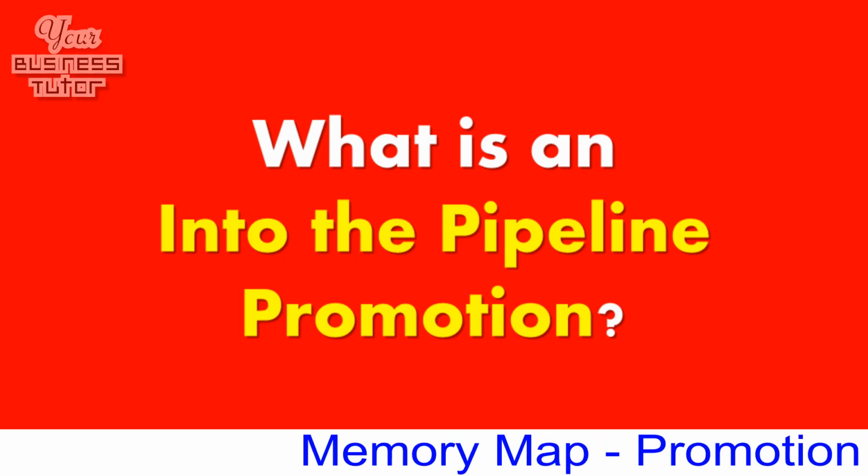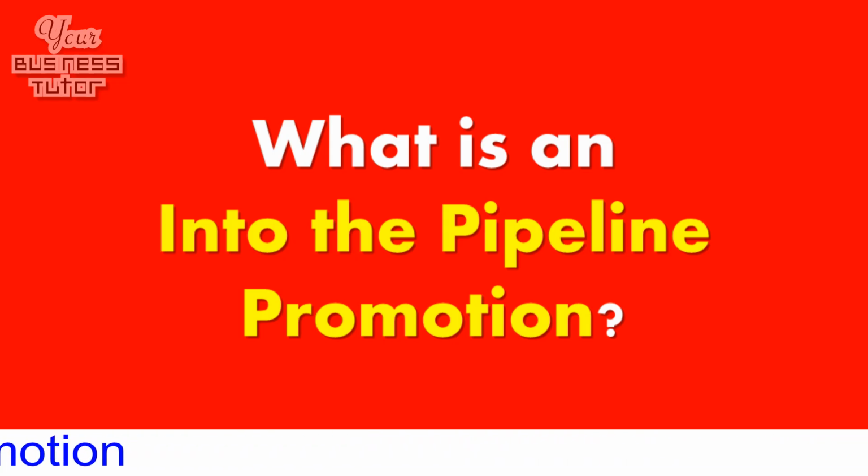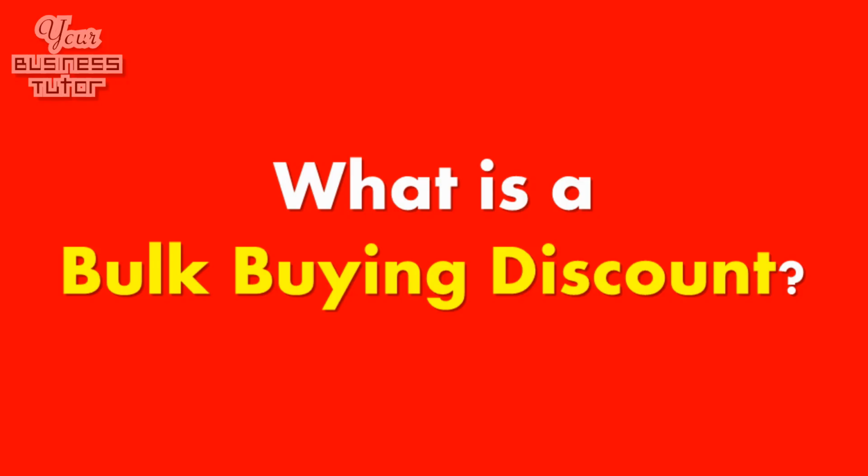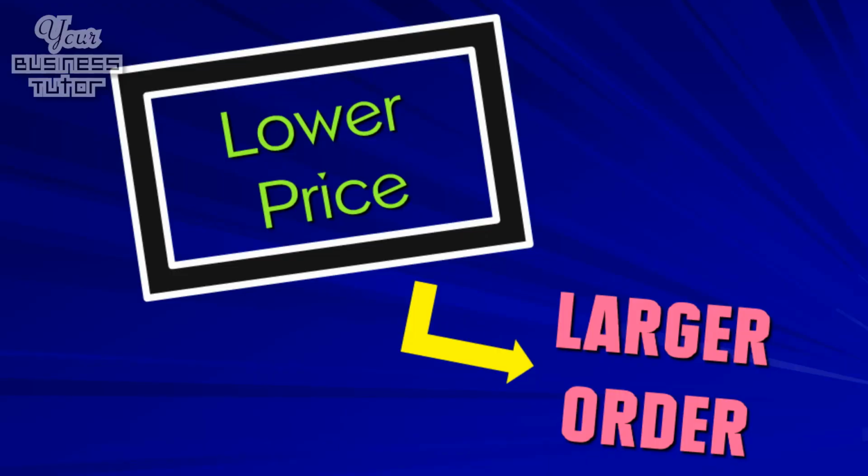Let's look at what into the pipeline promotion is first. An into the pipeline promotion is a sales promotion used by a manufacturer to persuade a wholesaler or a retailer to purchase more of their product. Let's look at methods that could be used by first asking, what is a bulk buying discount? A bulk buying discount is when a manufacturer agrees to sell their product at a lower price if a wholesaler or a retailer places a larger order.